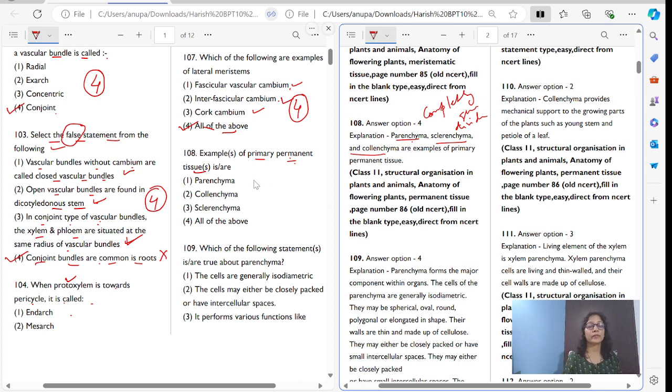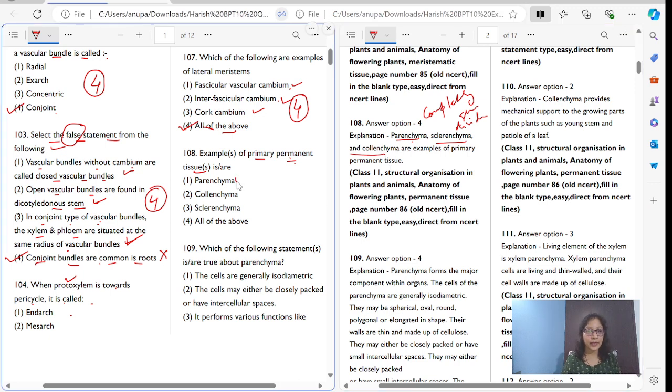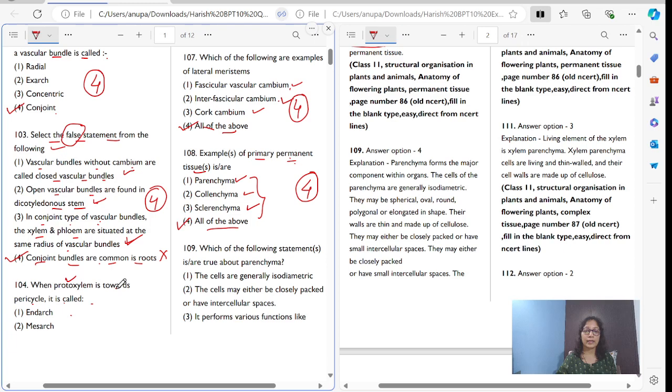Let's see the options. Option A is parenchyma. This is right. This is an example of primary permanent tissue. Collenchyma, it is also an example of primary permanent tissue. And third is sclerenchyma, means all of the above. All these three are examples of primary permanent tissue. So the answer of this question will be option number 4, all of the above.